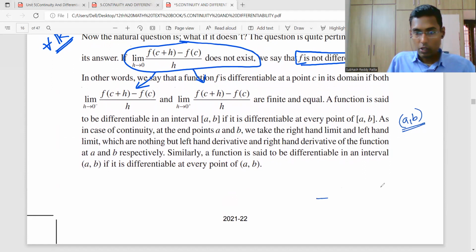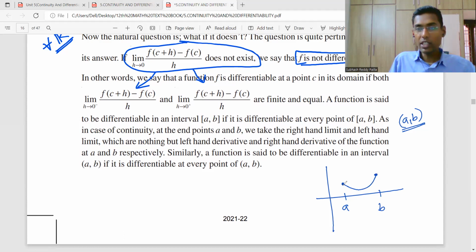Now you see here, this is A and this is B. Let's say the curve is like this, including the end points. At A, it need not be differentiable because at an end point you can't draw the tangent. Number one, at end points, no tangent. For a smooth curve, here you can draw the tangent, here you can draw the tangent, but at end point B you can't draw the tangent.